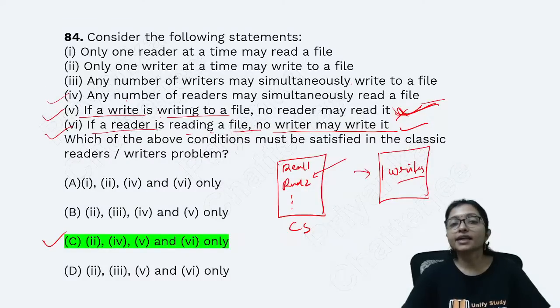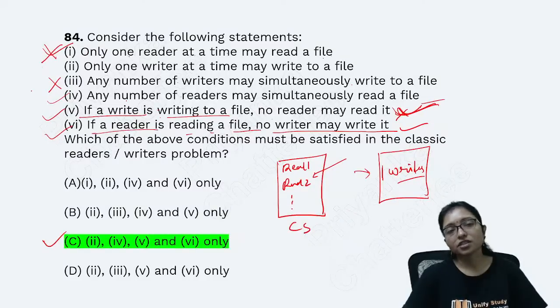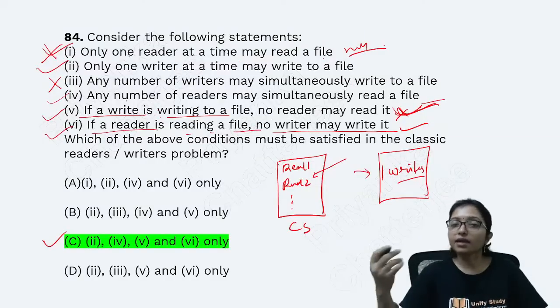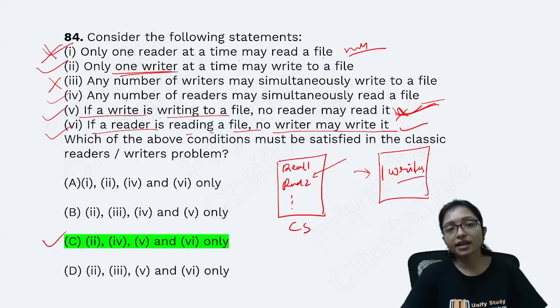Any number of writers? No. At a time, one writer. Only one reader at a time can read the file? No, this is not correct, because only one writer is allowed, but multiple readers can read. At a time multiple readers can be there, but only one writer at a time. Multiple writers will not be possible.